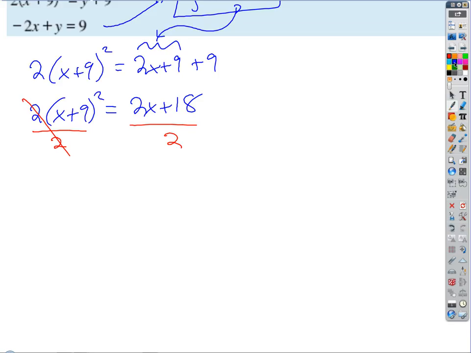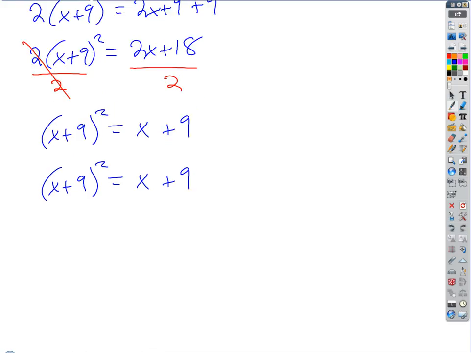And then I end up with x plus 9 squared equals 2x over 2 is just x, 18 over 2 is 9, right? And now that's not looking too bad. That's the kind of problem that you guys would have been solving. We've already done stuff like this, right? Back when we were solving quadratic equations using completing the square or the quadratic formula, you had some problems like this, and it wasn't that big a deal.